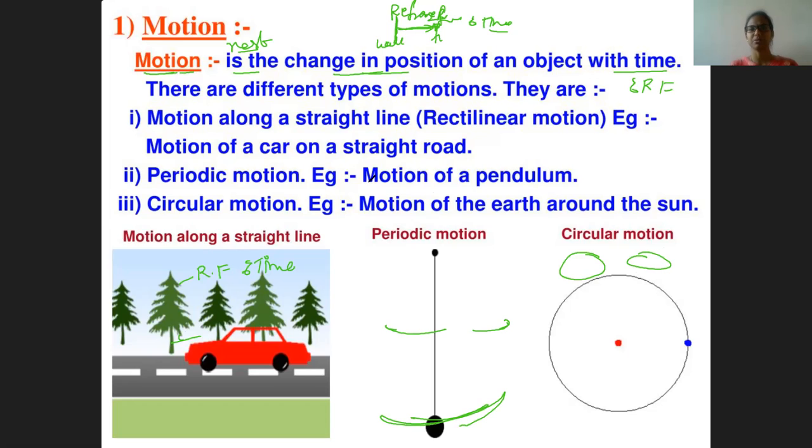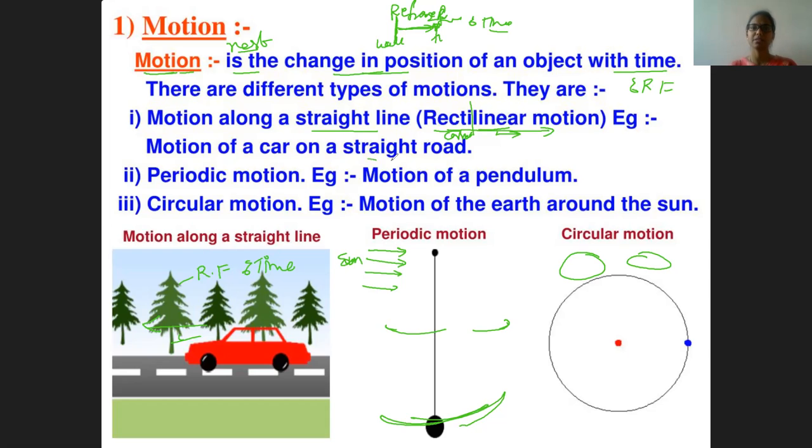In nature, you might have observed this, right, children? Let us take some examples. Motion along a straight line: here the car is moving along a straight line path. Or you can see the sun rays, how they move. They come in a straight line path. I think in the light chapter of 6th standard, you learned that light has rectilinear motion. That means anything moving in a straight line path, we call rectilinear. Recti means correct, and linear means straight line. Any object moving in a straight line is what we call rectilinear motion.